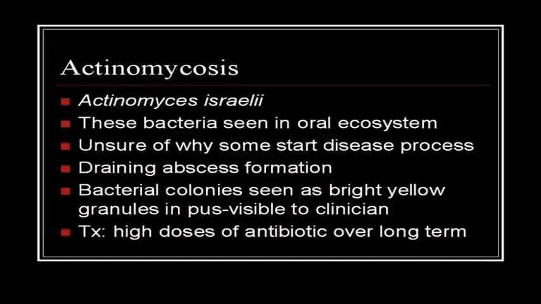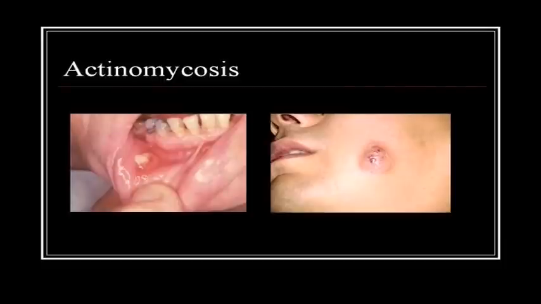Actinomycosis is caused by Actinomyces israelii. These bacteria are also found in the normal oral ecosystem, like yeast. Scientists are unsure why some clients develop a disease from them. A draining abscess is the usual presentation. Within the abscess pus, bacterial colonies will be seen as bright yellow granules. That is one of the defining diagnostic criteria. The treatment: high doses of antibiotics over a long term.